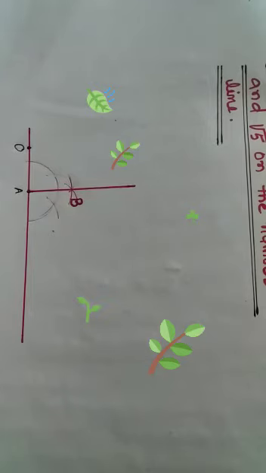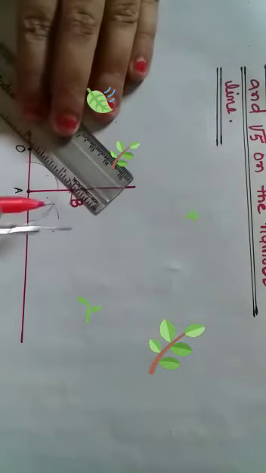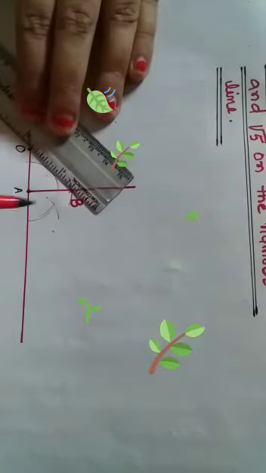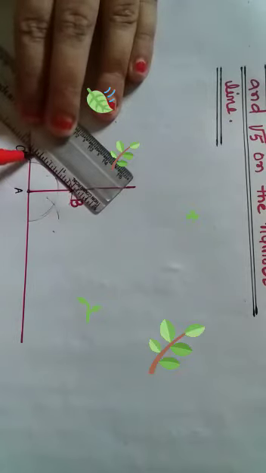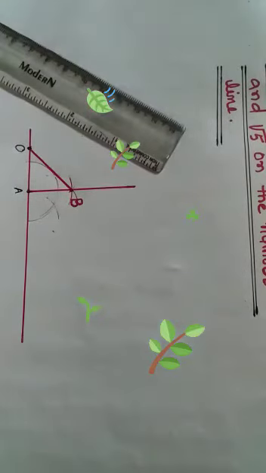Now see, if we use the Pythagoras theorem, here OA is 1 and AB is 1. We will join OB. Now using the Pythagoras theorem, OA square plus AB square is equal to OB square. So root of 1 square plus 1 square is equal to root of 1 plus 1, which is equal to how much?